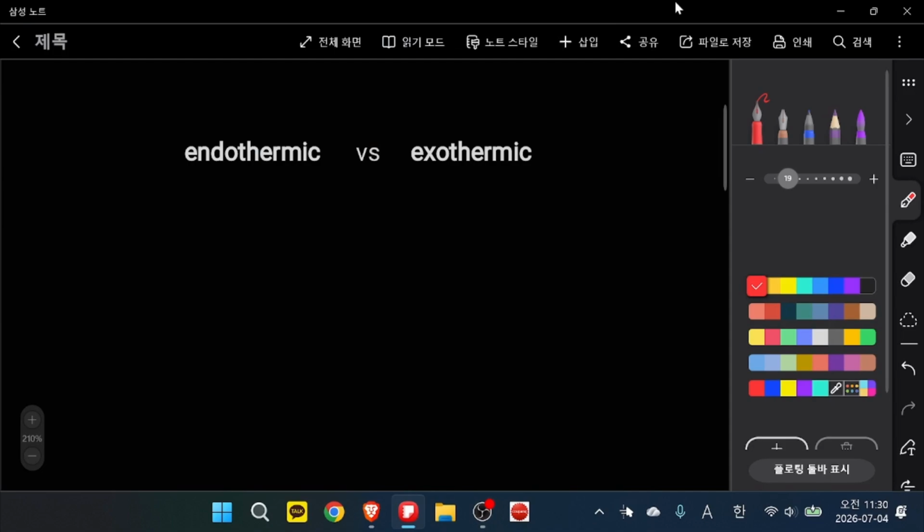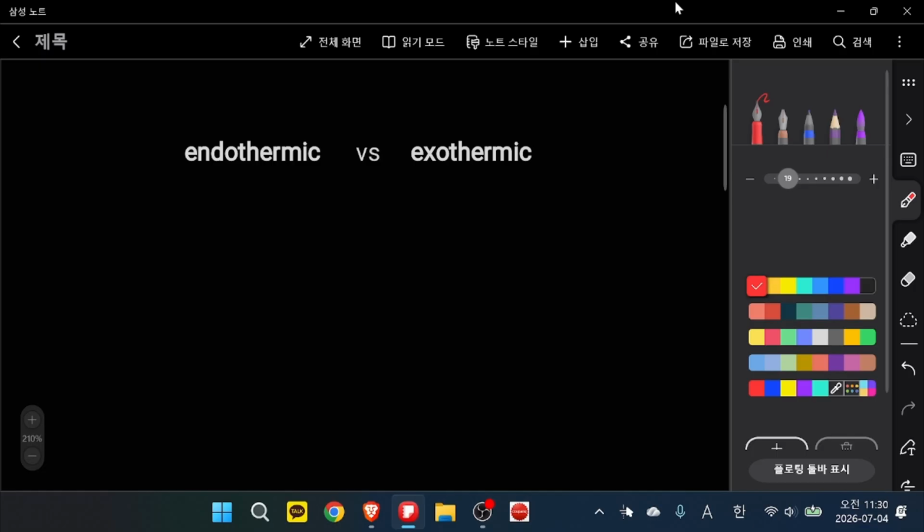Have you ever wondered why ice melts when you leave it outside, or why water turns into ice in the freezer? The answer is all about heat. There are two important terms you need to know: endothermic and exothermic. Let's start with endothermic.